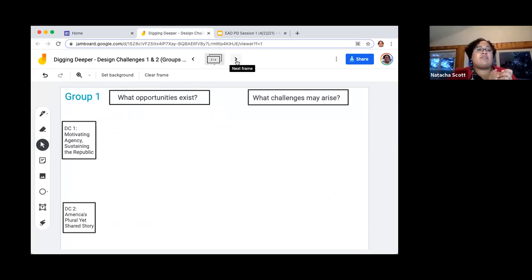Think of this as 4 quadrants: what opportunities exist for design challenge 1, motivating agency and connections to civic participation, and what challenges arise; and the same for design challenge 2, America's plural yet shared story. We're going to give you about 10 minutes to break up into groups, have a conversation, get some ideas, and share your experiences. When you're putting your stickies on here, if you want to put where you're from or even your state, it's fascinating as you see that pop in.